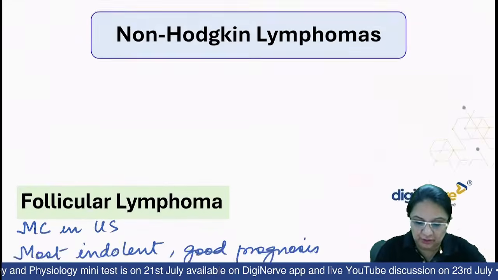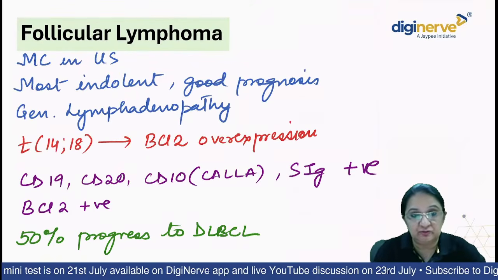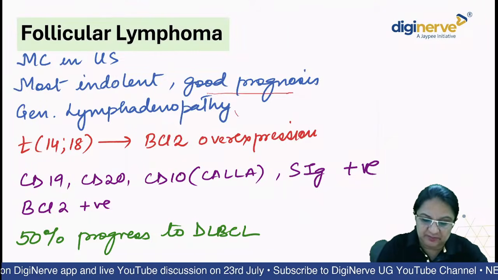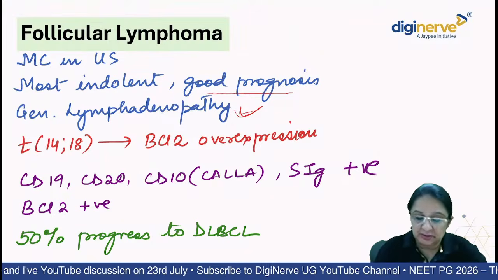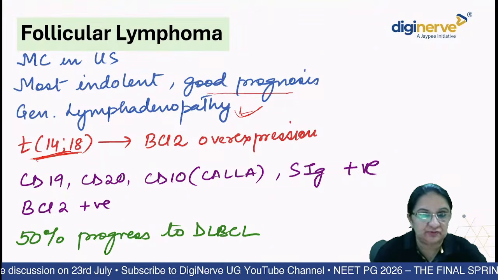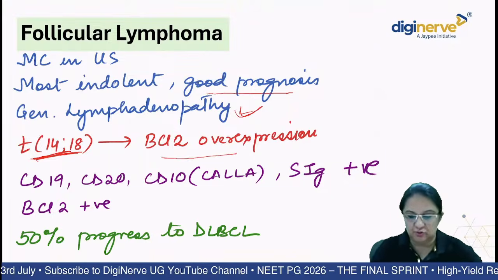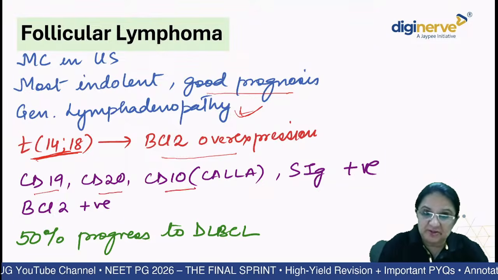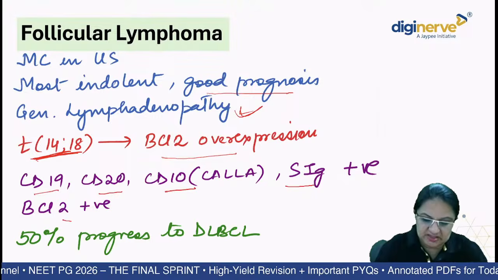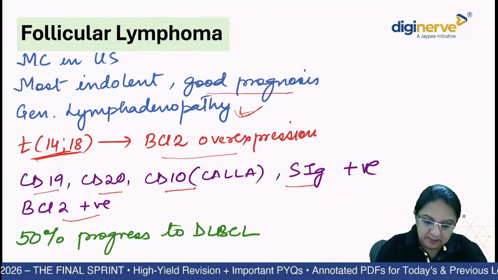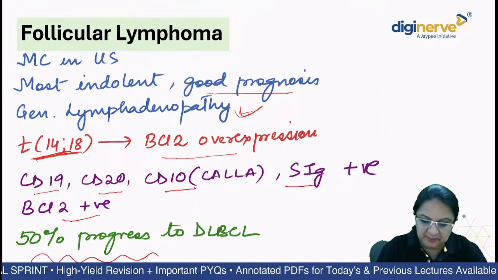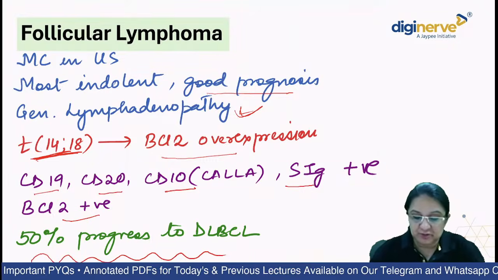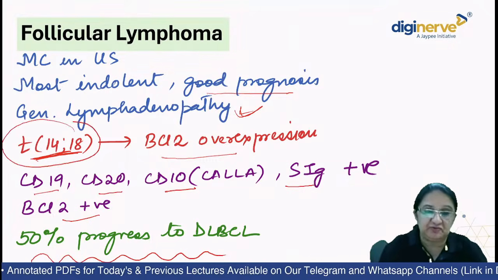Now let's come to non-Hodgkin's. In non-Hodgkin's we will study follicular lymphoma first. It's the most indolent with a very good prognosis. The patient will present with generalized lymphadenopathy. The classical translocation is t(14;18), which results in BCL2 overexpression. CD19, 20, 10 would be positive, serum immunoglobulin positive, BCL2 positive. This is the best prognosis, but 50% of the patients will progress to diffuse large B-cell lymphoma. So for follicular lymphoma, remember the translocation t(14;18).